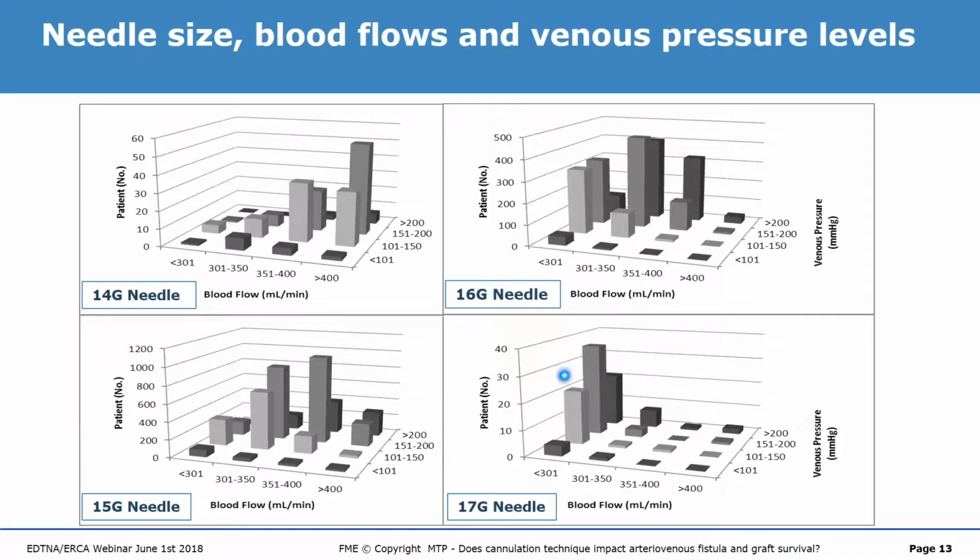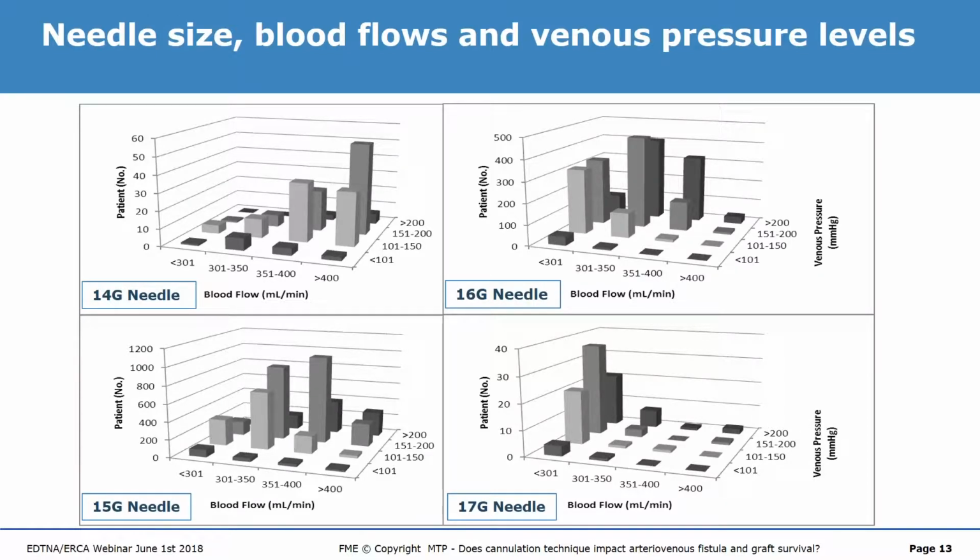Not to mention the use of a 17 gauge needle, where you can see that already with a blood flow below 300, we can have a venous pressure quite high, above 200 or within 151 to 200. With a 15 gauge needle, which is the most commonly used, we certainly have a better situation: up to a blood flow between 350 and 400, we have an acceptable value of venous pressure. You can see here we are speaking about 900 patients having a venous pressure between 150 and 200. It's just a lower number of patients with a venous pressure above 200.